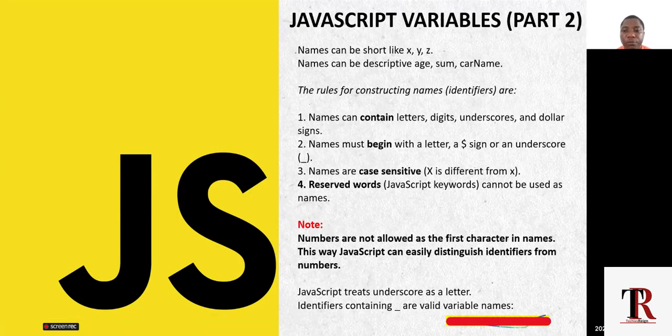Names can be descriptive. That means it can be something like age, song, car name, location name, the name of a country, the name of a city. So it can be anything.